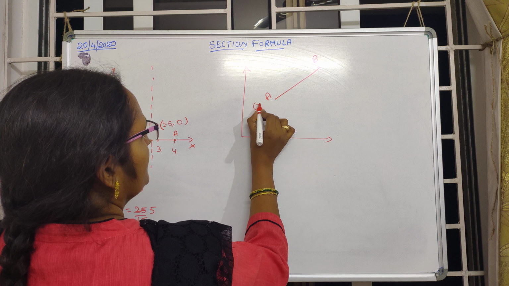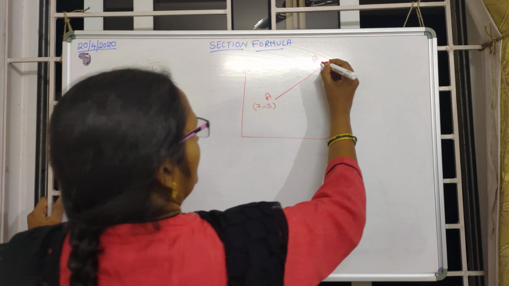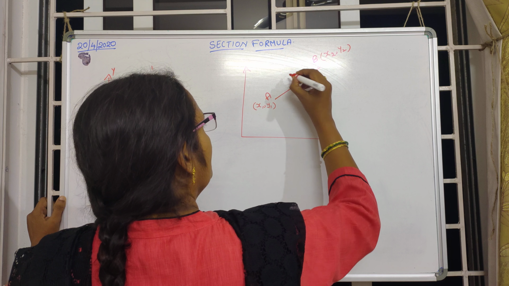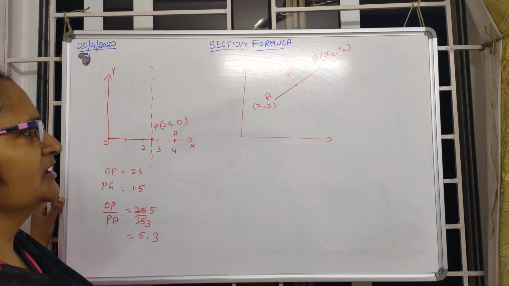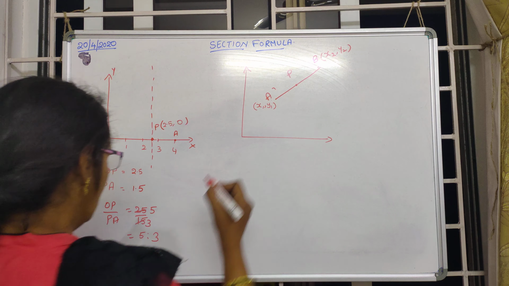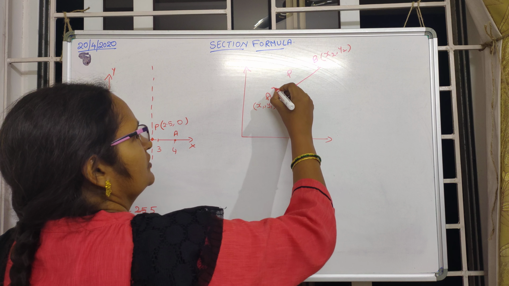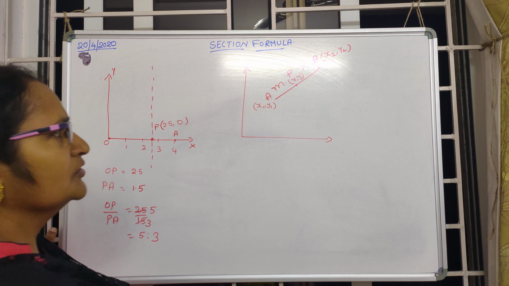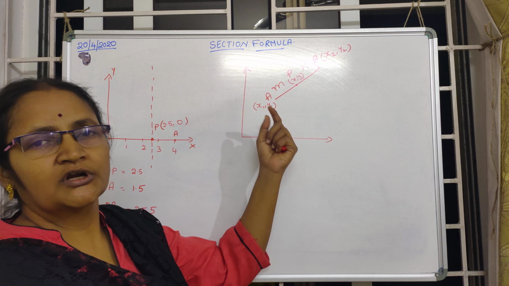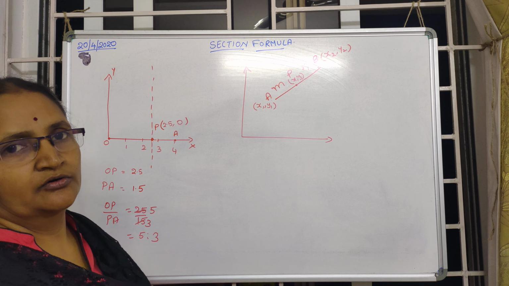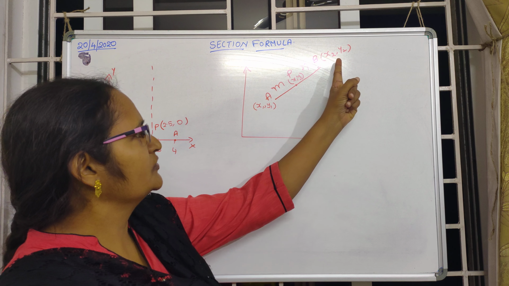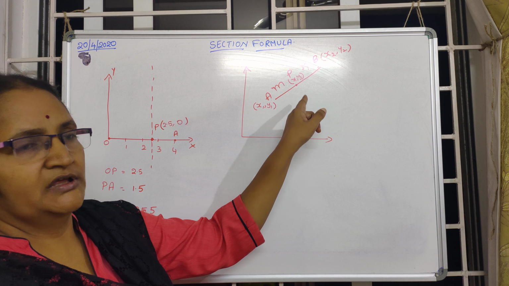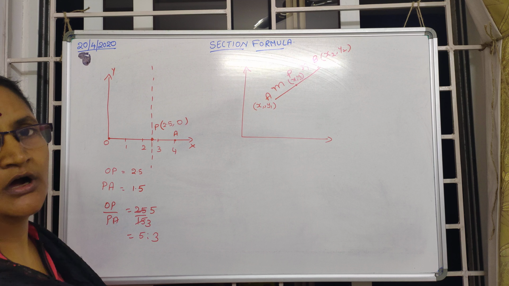Point A has the coordinates x1, y1, and point B has the coordinates x2, y2, and P is dividing the line segment AB in a ratio. Here, like the ratio 5:3, but here we don't know the ratio. Let the ratio be m:n. Let the coordinates of P be x, y. So what are the values of x and y? We are going to find them out. If you know the values of x1, y1, x2, y2, we can find the coordinates of P using this formula. What is that formula? How to derive it?